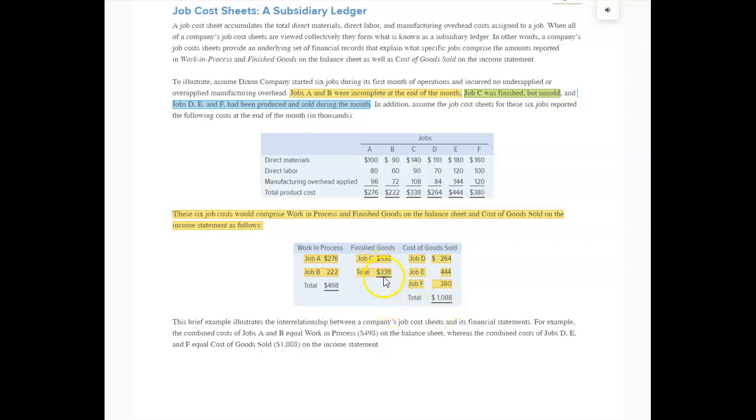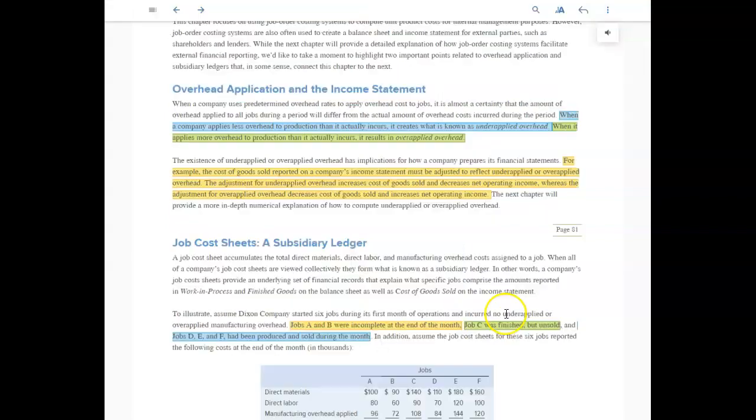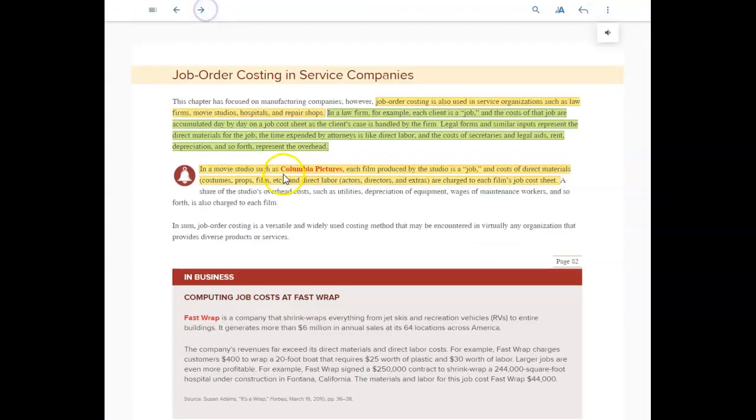Back up to finished goods, this represents the cost of the job we completed but have not sold this year, or really, I should say this month. Work in process, these are the costs of the jobs that we started working on and did not complete this year, the 498. Okay, next page.